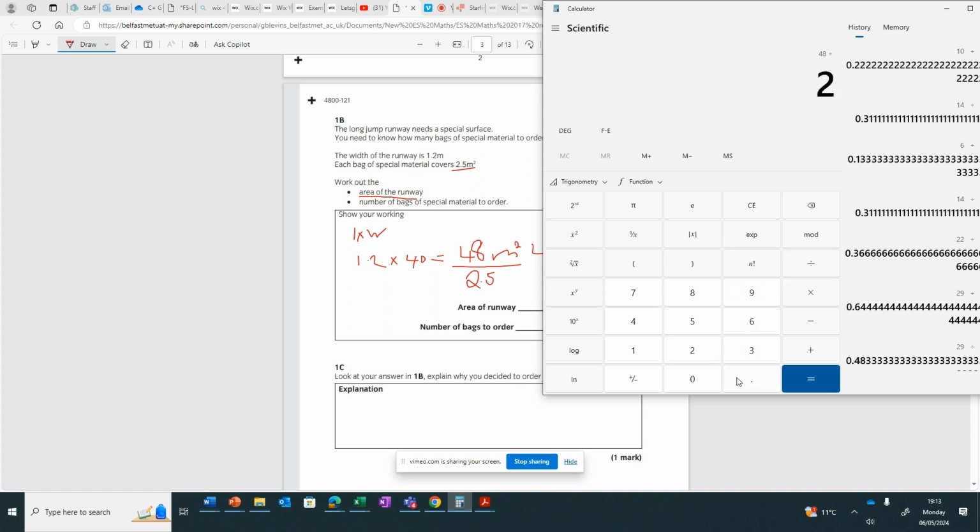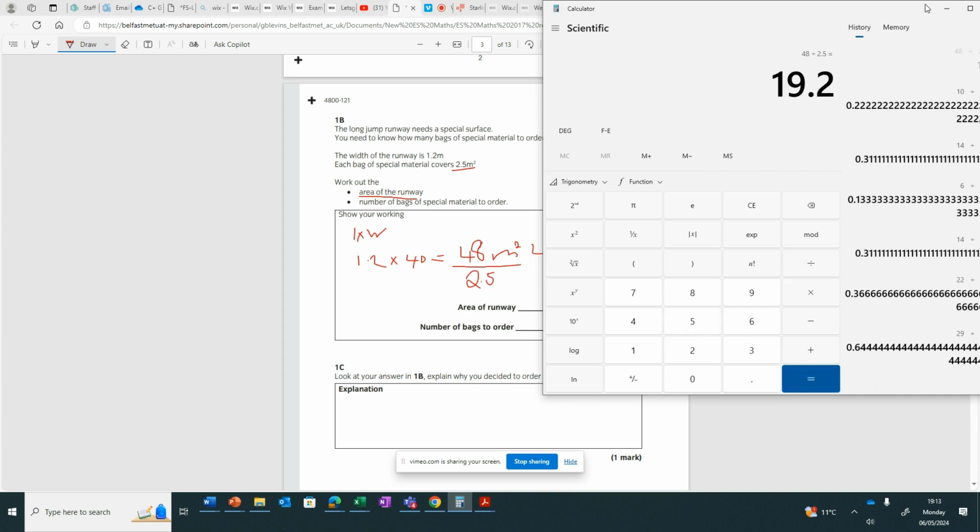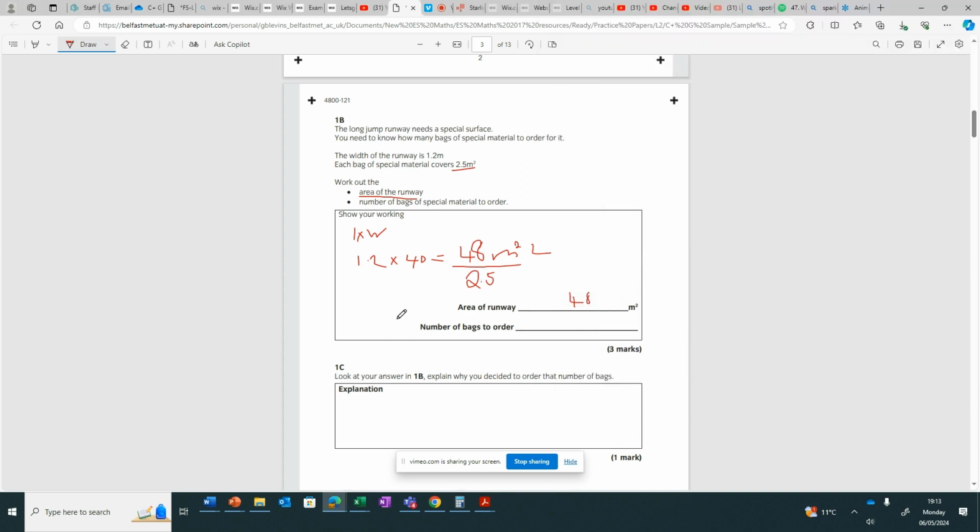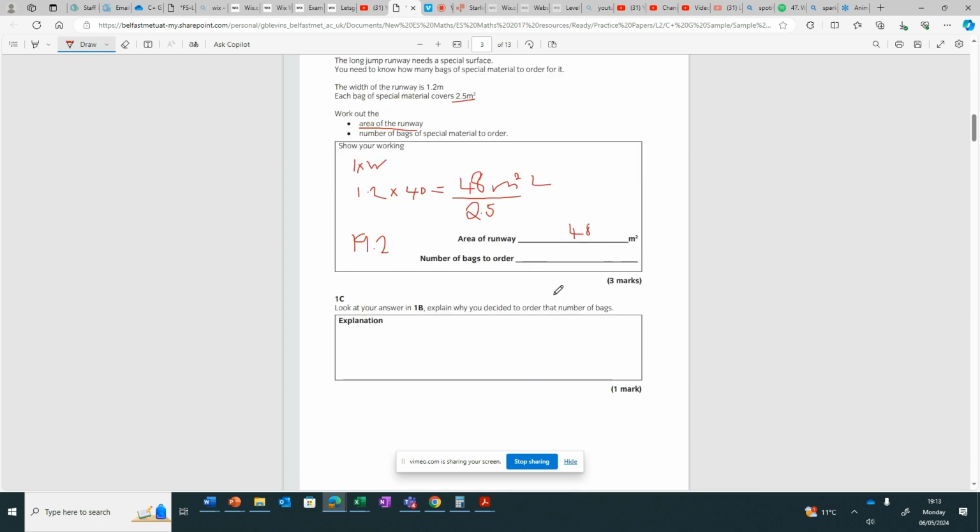So 19.2 bags. But you can't buy 19.2 bags. So you need 19 or 20. We're going to go with 20 as 19 would not be enough. Look at your answer in 1B. Explain why you decided to go for 20 bags. Well, because 19 is not enough. You need 20.